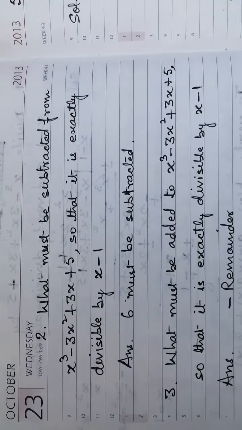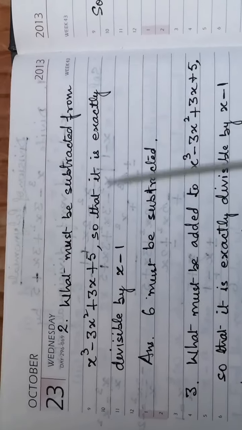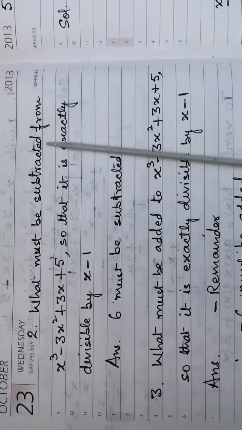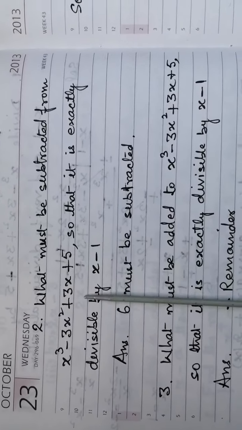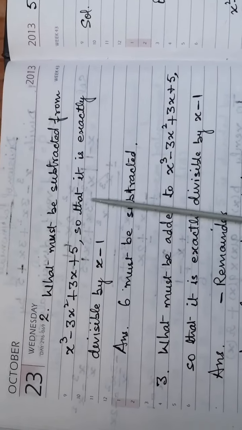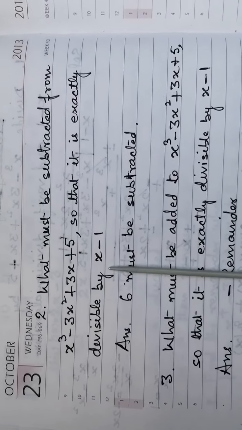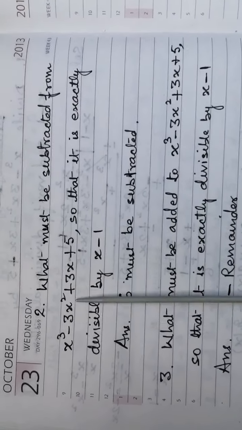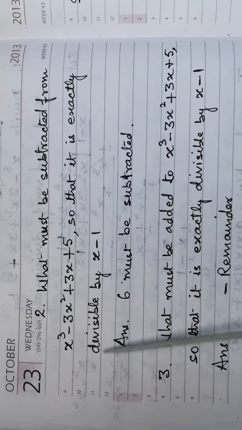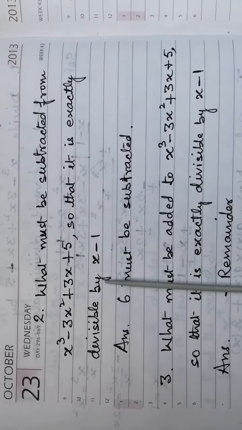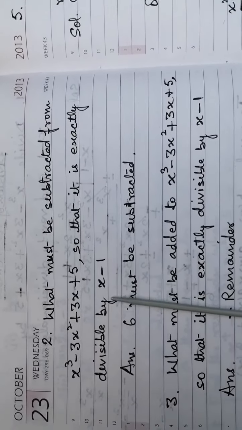Now based on this division, you have two very important types. First is what must be subtracted from x cube minus 3x square plus 3x plus 5 so that it is exactly divisible by x minus 1, right? What must be subtracted from this so that it is exactly divisible? I have taken actually the first question which we have discussed just now. Now see, whatever is the remainder, that will be your answer.